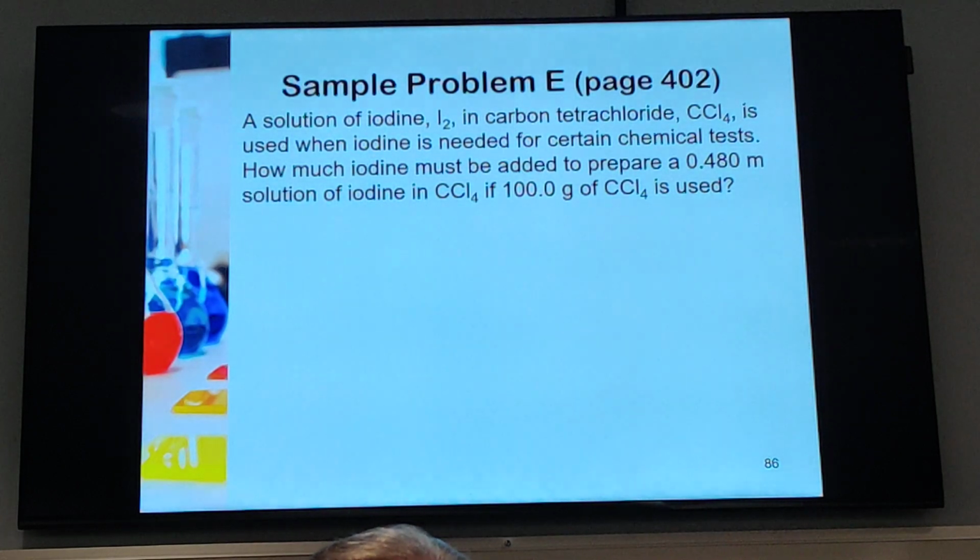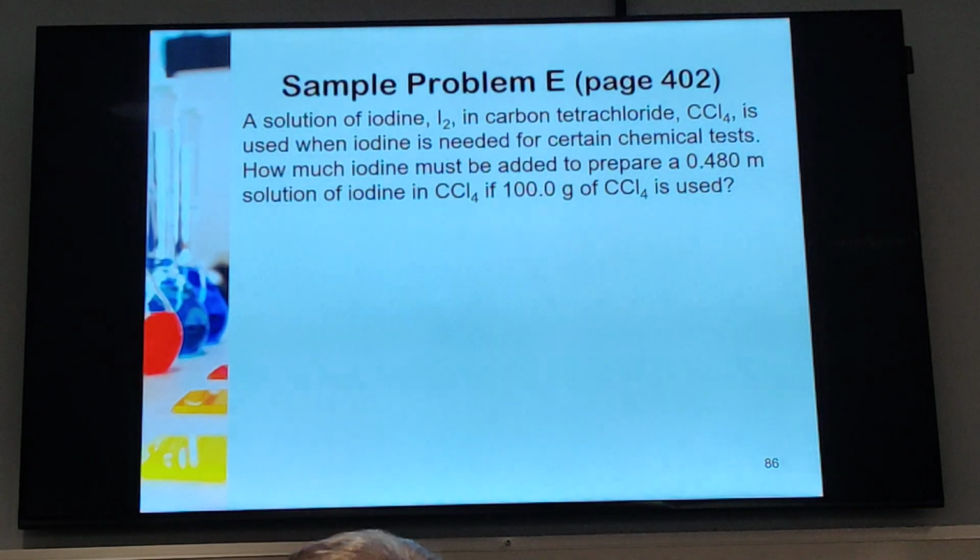Okay, it says it's used when iodine is needed for certain chemical tests. One thing that iodine is used for, but usually we don't mix it this way, we mix it with something else, is to test for starch. If we want to find out if something has starch in it, we put a little bit of iodine on it, and if it turns purple, it does. If it just stays kind of a reddish brown, it doesn't. So that's the test for starch.